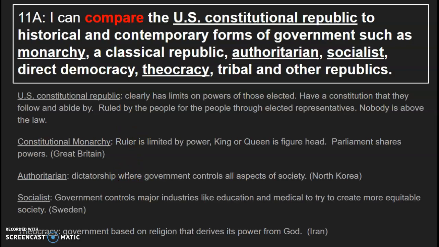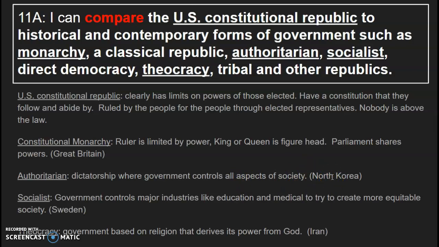Next, which is a complete opposite of the U.S. constitutional republic, is an authoritarian government. An authoritarian government is basically a dictatorship where there's one sole person in charge. It is either hereditary, to where it is handed down from one family member to another generation, or it is taken usually by force. So this is a dictatorship where government controls all aspects of society. They control the economics, they control the political, they control the social aspects of life. So an example of an authoritarian government is North Korea. And currently, in North Korea, you have Kim Jong Un as the ruler, and before that, you had family members that were the ruler of this country.